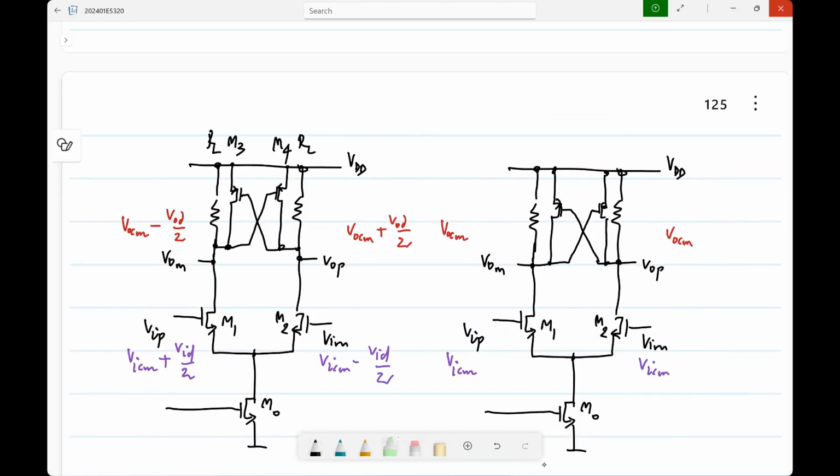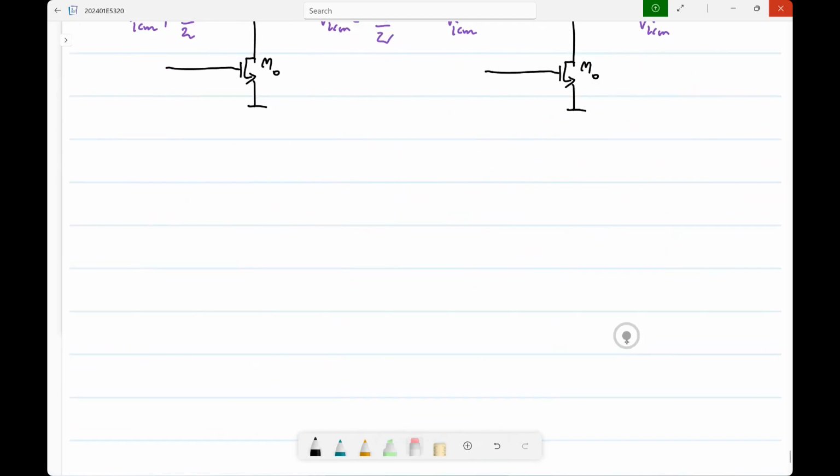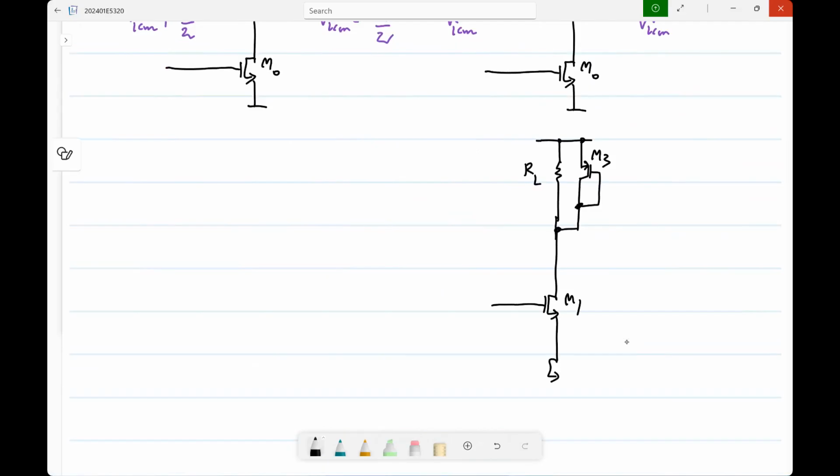So the point is this and this are both at VOCM. Okay. So basically, the gate of this MOS transistor and the drain are at the same voltage in common mode. Okay. So the correct common mode half circuit would be a diode connected transistor, and then you have M1, this is M3, RL, and half of M0. Okay.